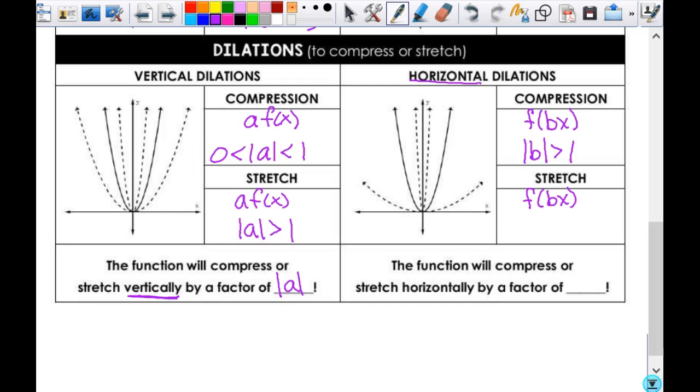You use the reciprocal of whatever it is. Yes, because if it was like 2/3 or whatever, you use the reciprocal. So stretch, the absolute value of b would have to be less than 1 and greater than 0. So you use the reciprocal when you're multiplying for x. You use the opposite sign when you're adding or subtracting because x lies. So the function will compress or stretch horizontally by a factor of the absolute value of b.